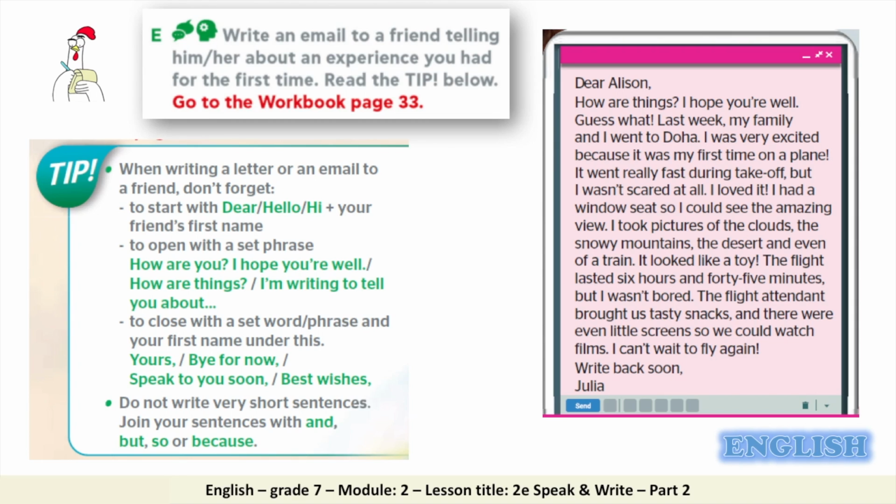We will use yesterday's reading text as an example. The first thing that you need to do when starting an email is to start with dear or hello or hi. So just choose one, plus your friend's first name. Then you need to open with a set phrase, so you could write, how are you, I hope you're well, or how are things, or I'm writing to tell you about. You do not have to write them all.